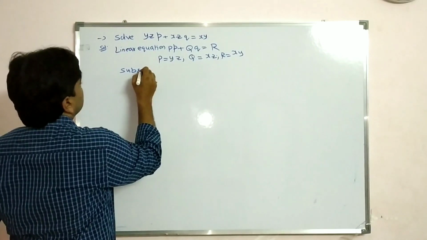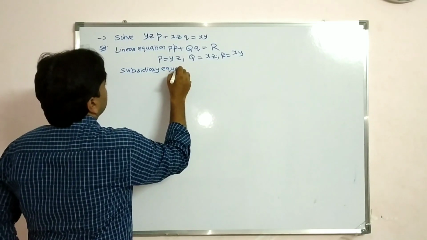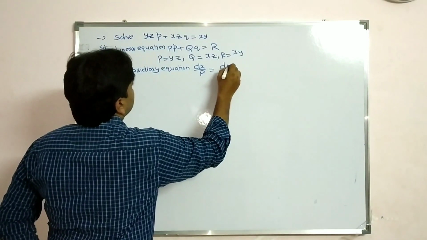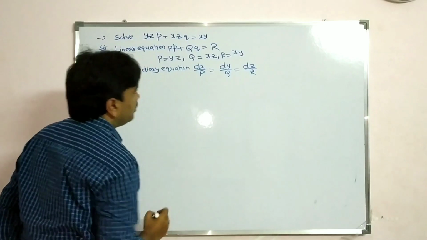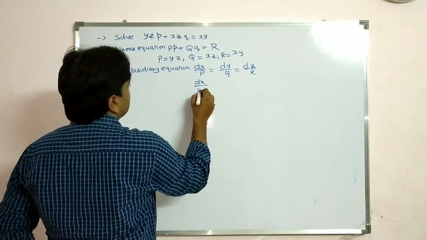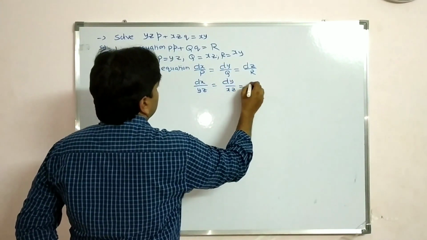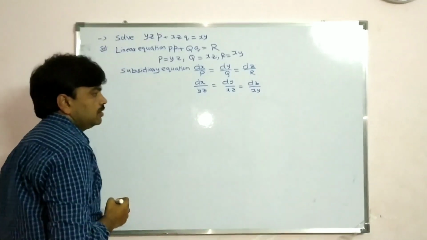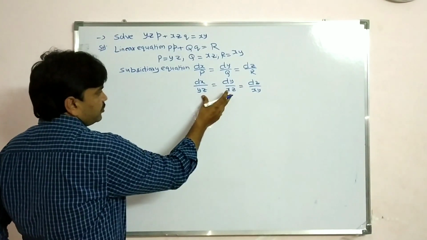Now you write the subsidiary equation. What is the subsidiary equation, students? dx by p is equal to dy by q is equal to dz by r. Now dx by p means yz, that is equal to dy by q means xz, that is equal to dz by r means xy. Okay, students, for the next step, take any two equations. I want to take the first two equations, students.